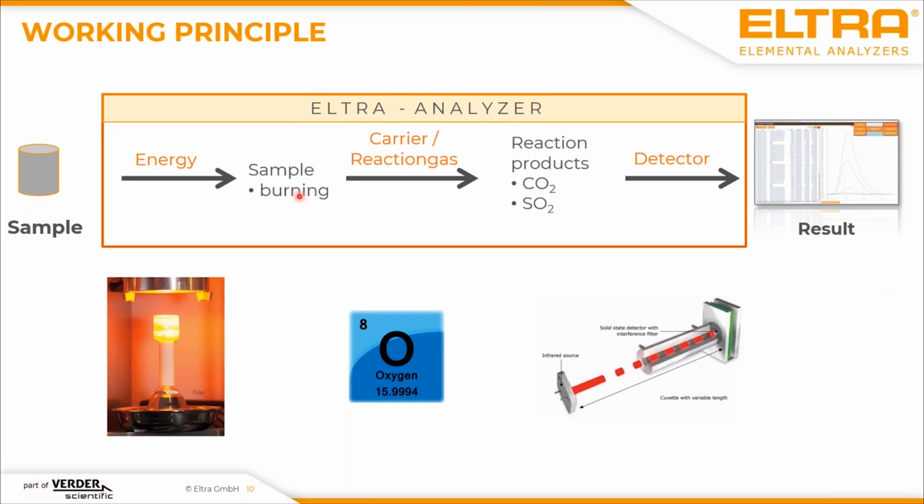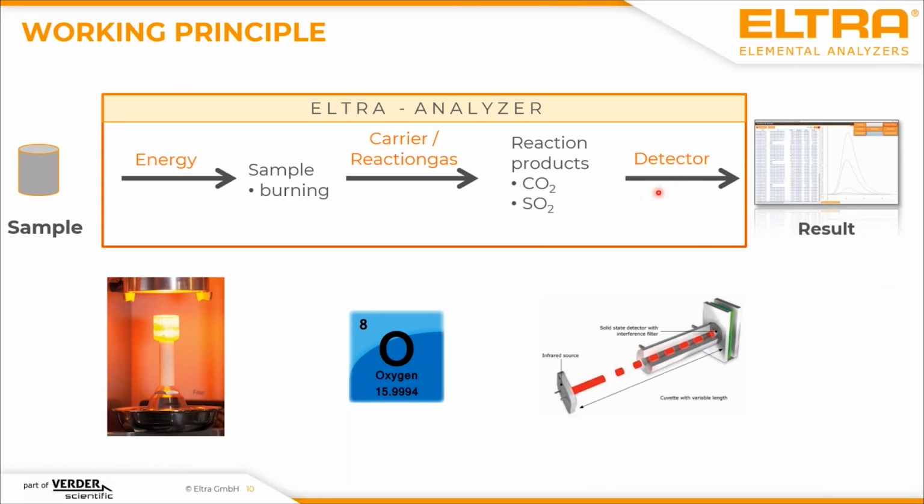Only elements like sulfur, carbon, and some others, which I normally don't have in metals, will be gases, reaction gases, and they will be taken with the carrier gas to the detectors. In our instruments, which we are talking about here today, we look at CO2, which is carbon oxidized by the oxygen stream, and SO2.